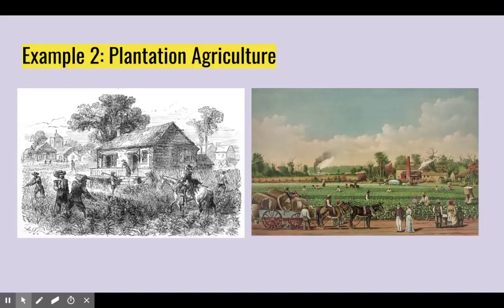I know it says example 2. It should say 1. Plantation agriculture was based on agricultural mass production of crops for export. These are called cash crops. The cash crops in the colonies were rice, sugar, tobacco, and indigo. Planters in North America began using slavery when indentured servitude became very expensive.